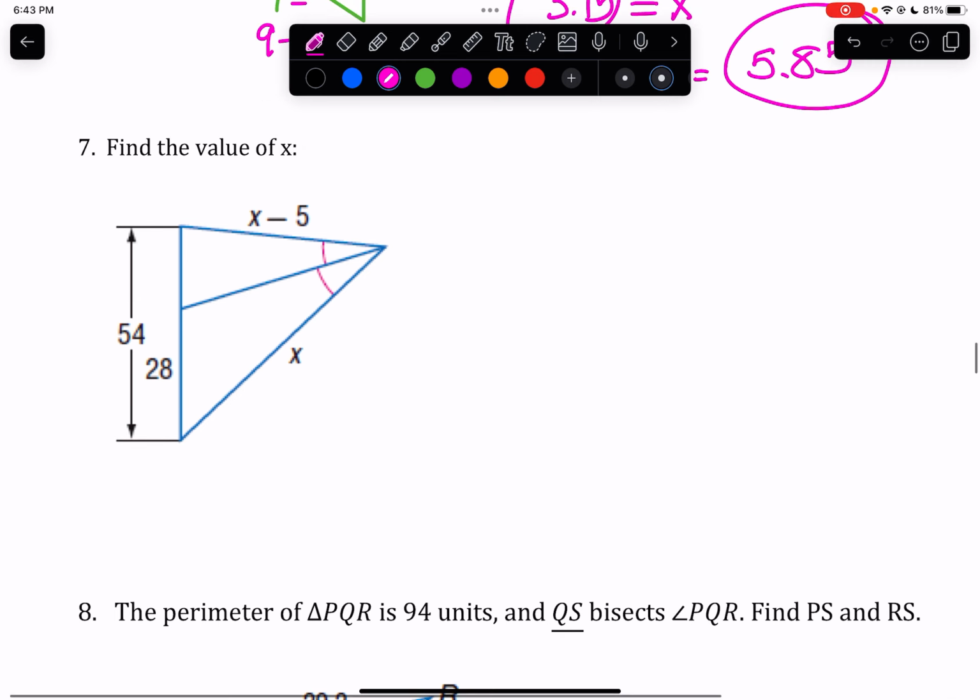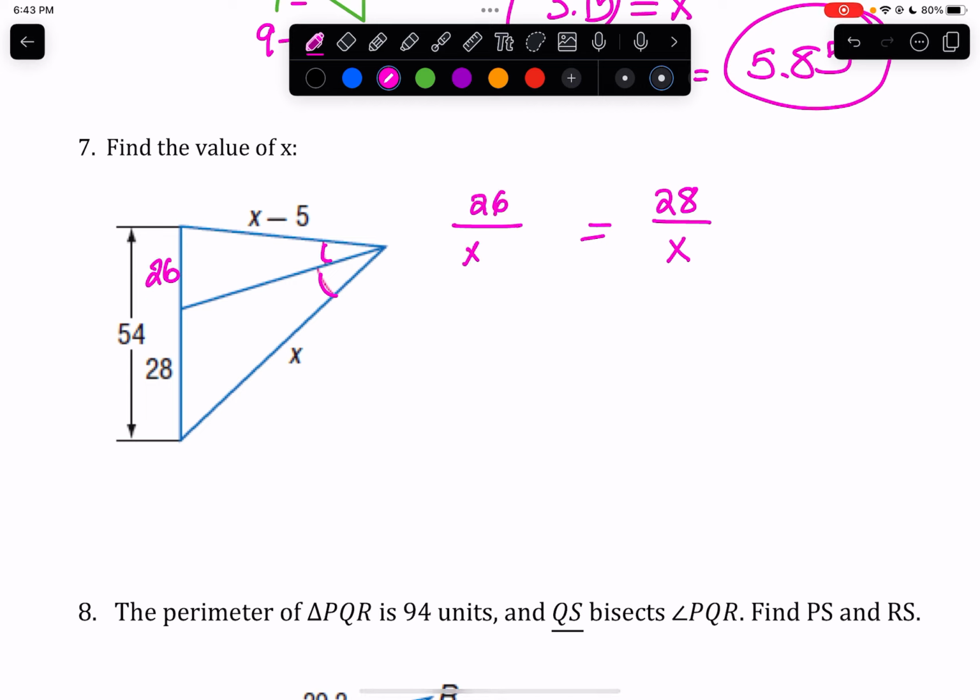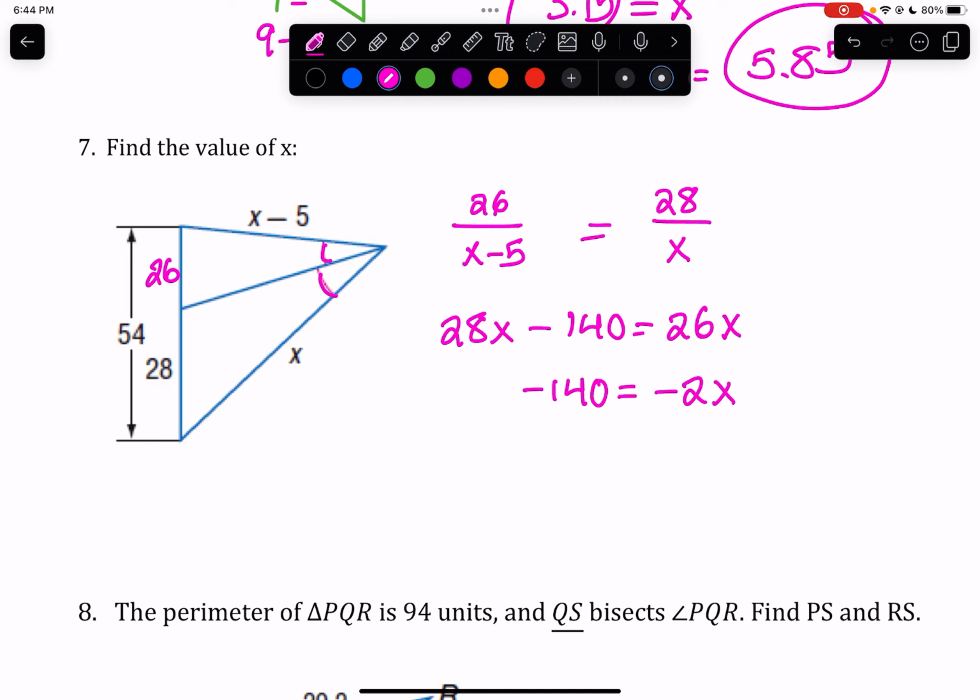So again, angle bisector, setting up a proportion. So we have 28 as one piece over x. So we do 54 minus 28 to find the other bottom, which is 26, and then 26 over x minus 5. Cross multiply, 28x minus 140 equals 26x. If I move the 28x over, negative 140 is equal to negative 2x. So then x is equal to 70.